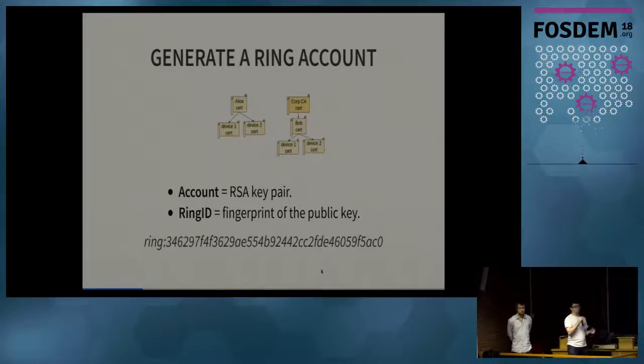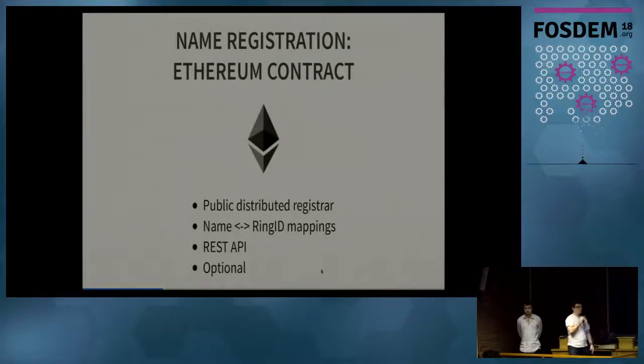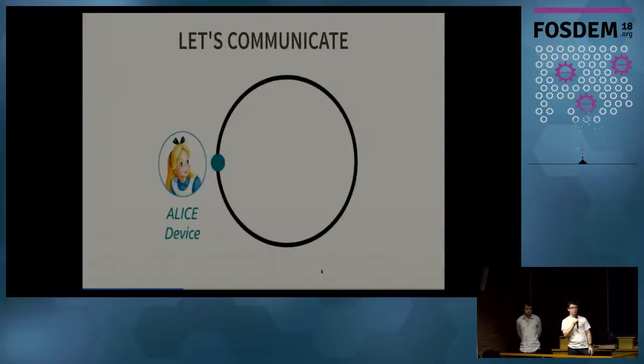So to contact someone, you need to know his fingerprint. But fingerprints are hard to remember. So we designed the name server. It's basically a piece to translate Ring IDs to nicknames, and we store it on a blockchain. But you can use your own. You can host your own name server. You just have to answer a REST API, which is described on the wiki. And it's optional. You can just use a Ring ID and no nicknames if you want.